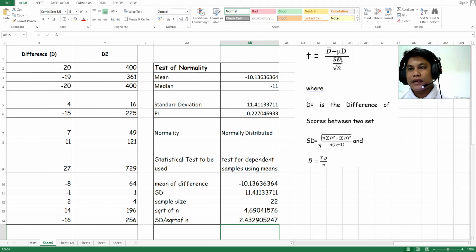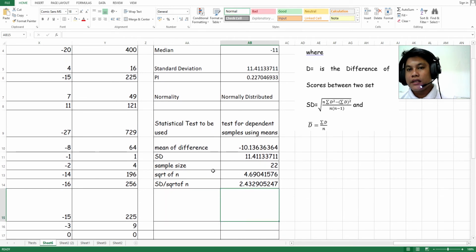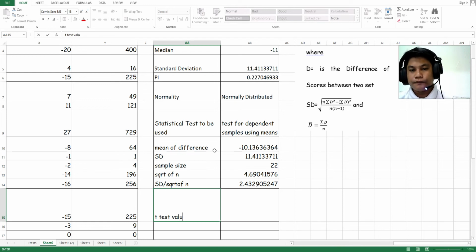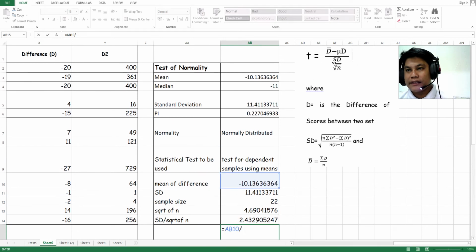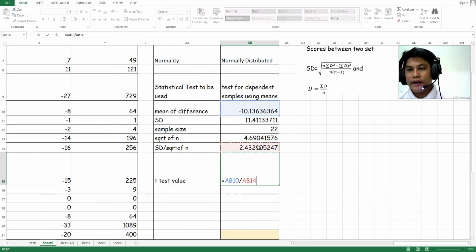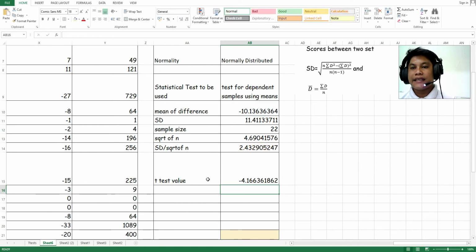So we are done with this. So this is the divisor of bar D. So we can get already the t-test. The t-test value now is equal to the bar D, which is the mean difference, over SD over square root of n. So after we divide this, that is the new divisor. So referring to that value, the t-test value is -4.16. Okay, so it's -4.16. That's the t-test value.